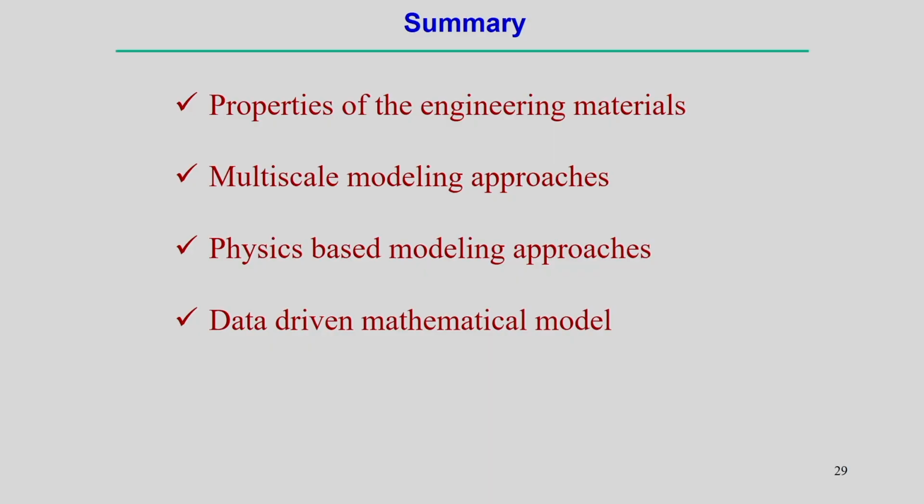Now, in summary, for the first lecture of this module 1, we have discussed the properties of the engineering materials. Then we discussed the multi-scale modeling approach, the different hierarchical approaches. Going from lower scale to higher scale is the most preferable approach, because we use the information from the lower scale to develop the higher scale model. In multi-scale modeling, for each and every scale, some experimental data is also required. So, linking the two different scales is the most challenging task, apart from the computational time for a particular multi-scale model.